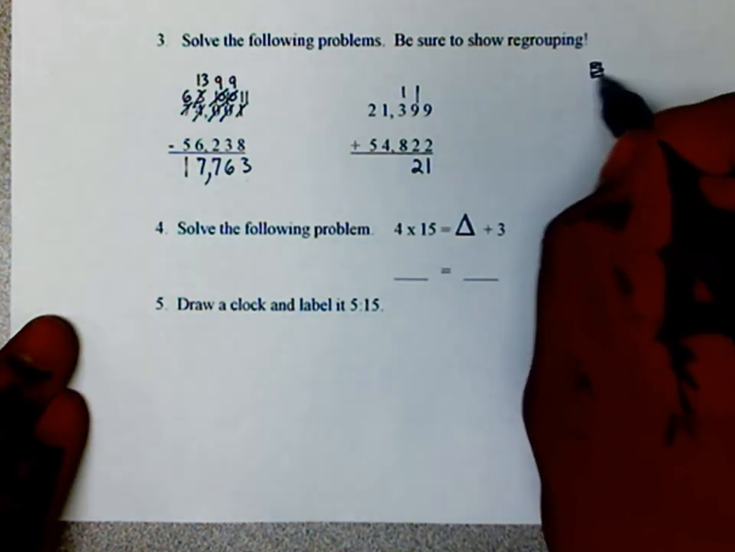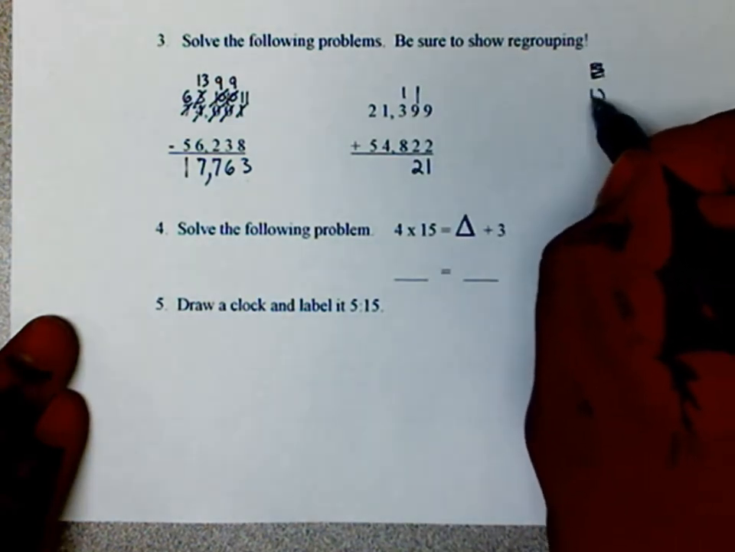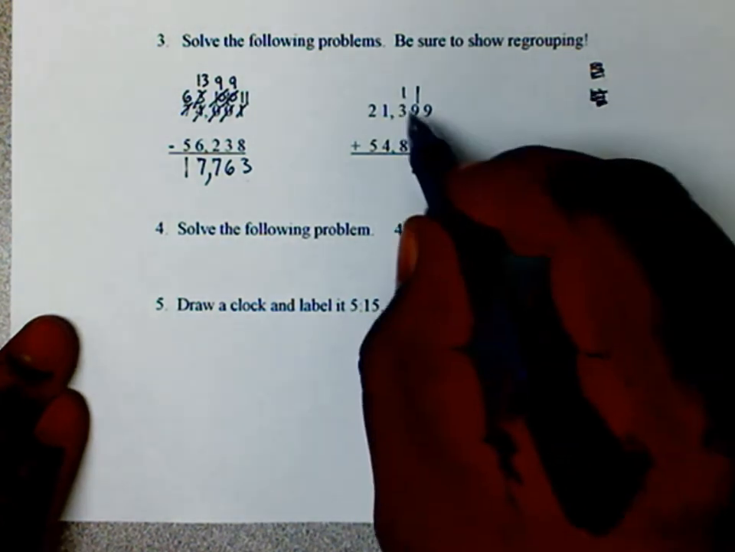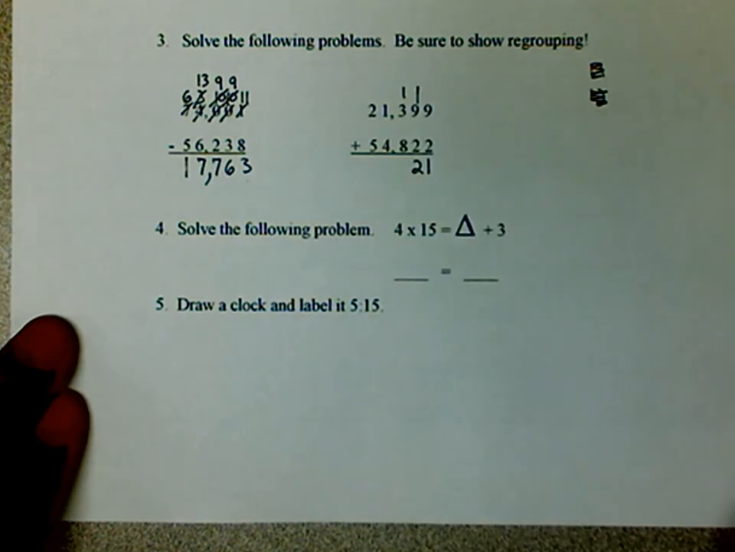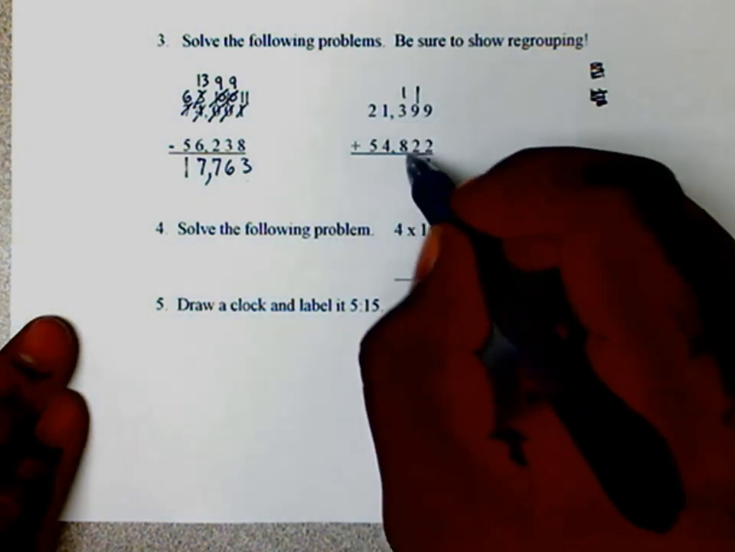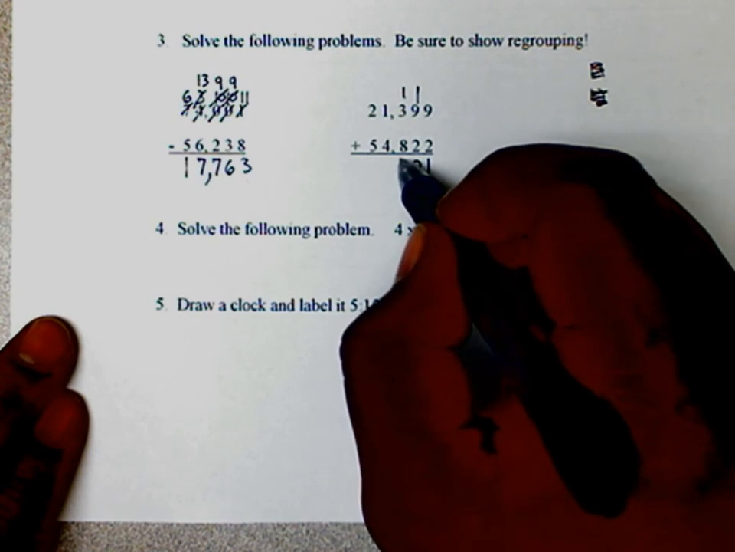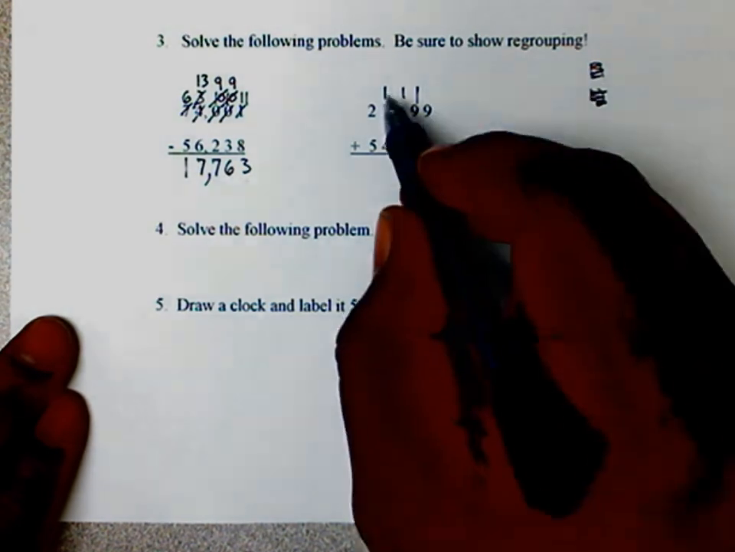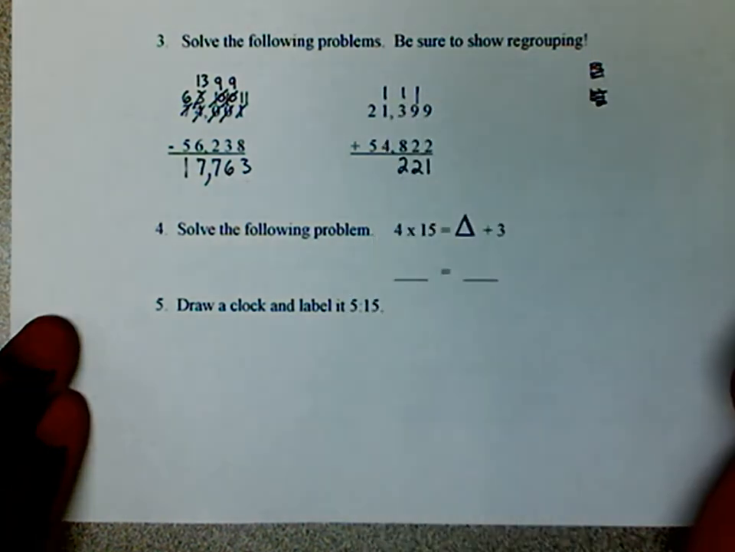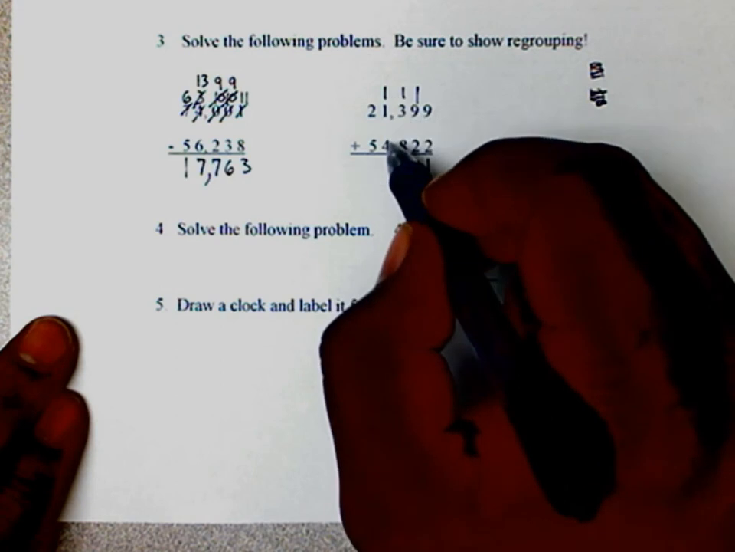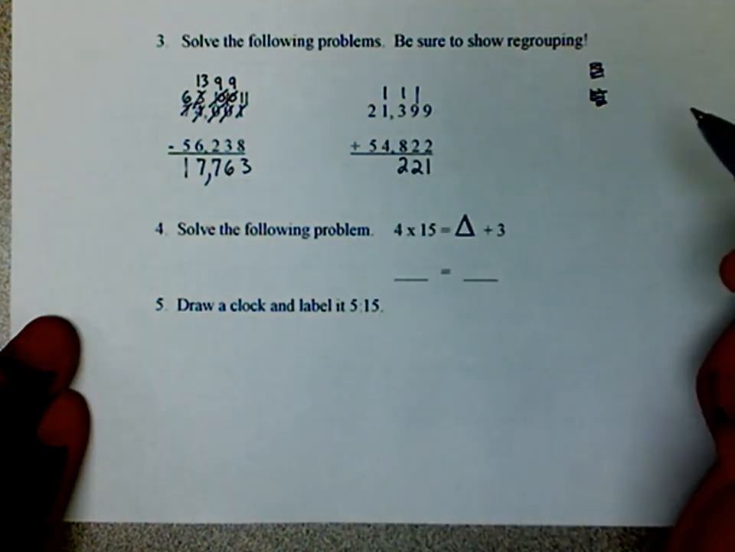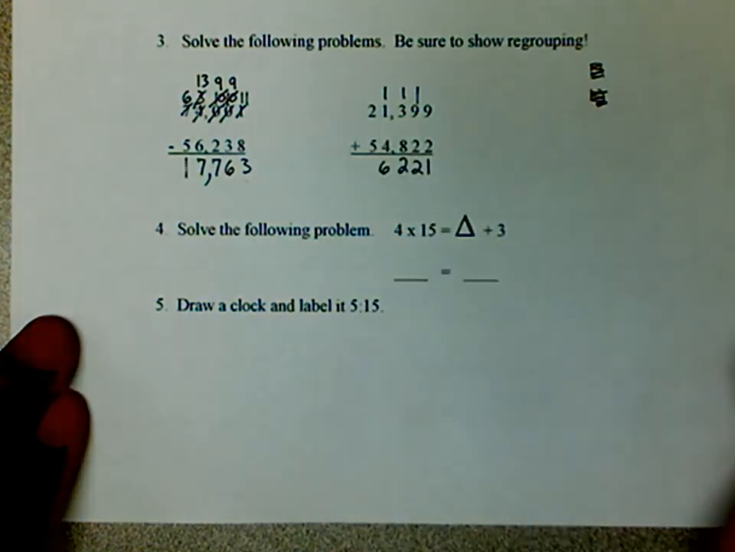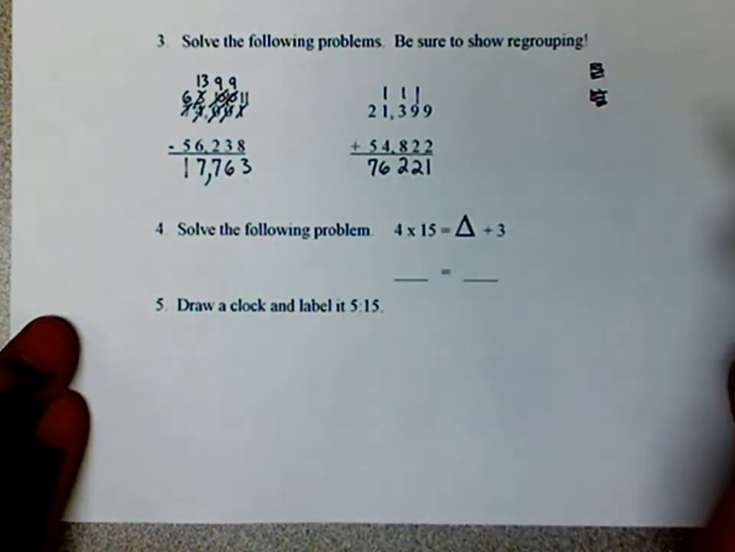Remember, 12 tens is like saying 2 tens and 100, which is why I carried the 1 to the hundreds place. So 100 plus 3 hundreds equals 4 hundreds. 4 hundreds plus 8 hundreds equals 12 hundreds. I'll put the 2, carry the 1. 10 of those makes one of these. 1,000 plus 1,000 equals 2,000s. 2,000s plus 4,000s equals 6,000s. And 2 10,000s plus 5 10,000s equals 7 10,000s.